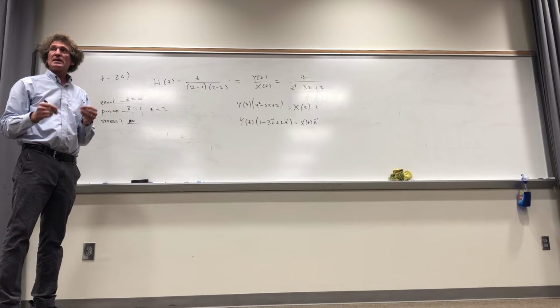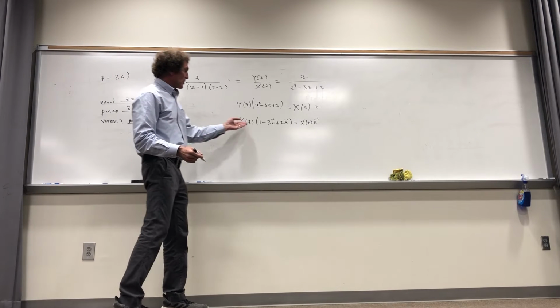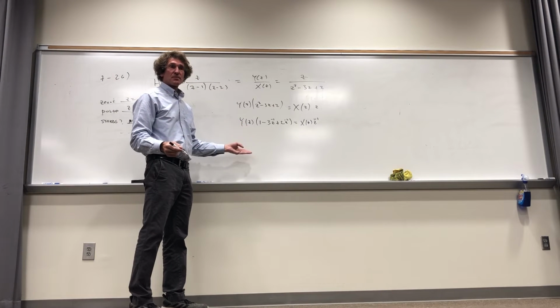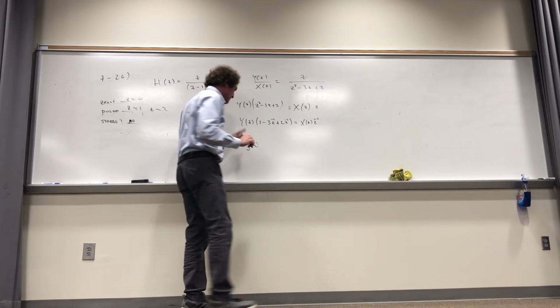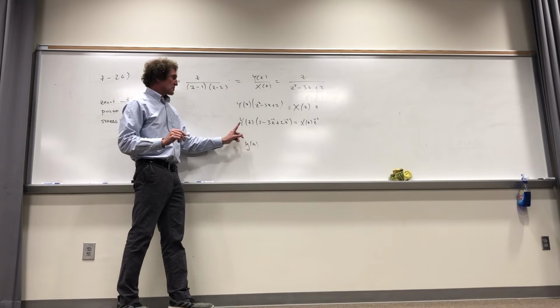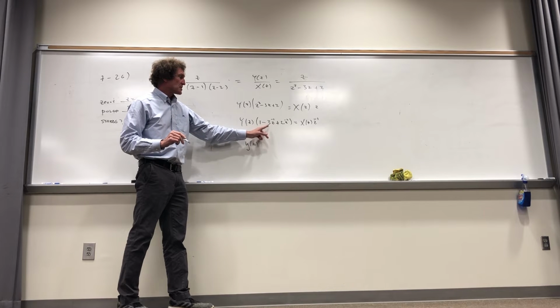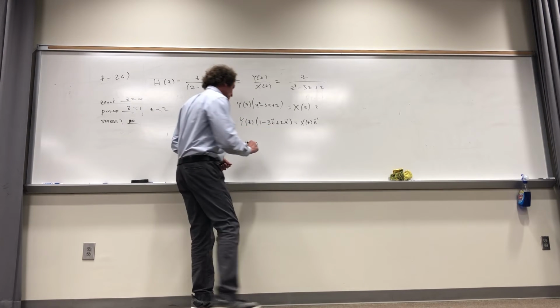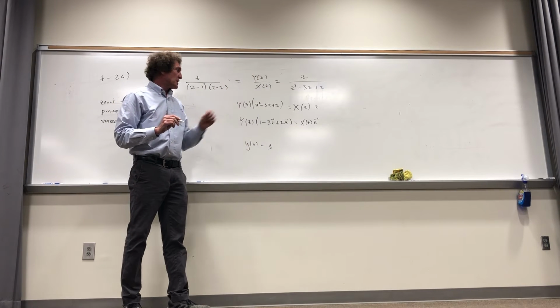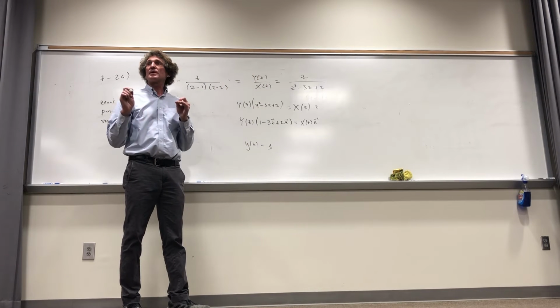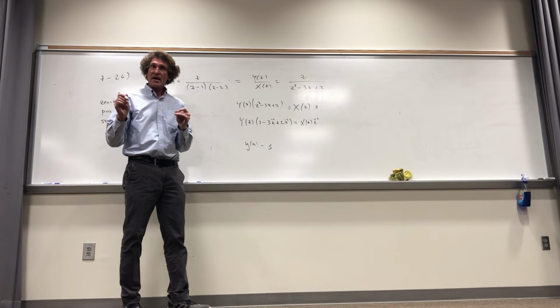Now it becomes even easier. I know the only way I can get y of z from something is if I have a y of n. Right? The next one is y of z times minus 3z to the minus 1. The minus 3 is an automatic scale factor. If I have z to the minus 1 y of z, the only thing that can create that is y of n minus 1.